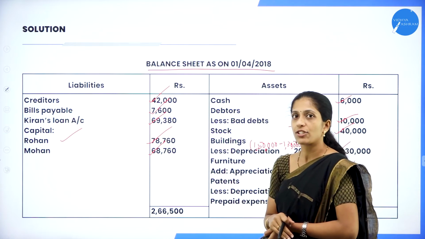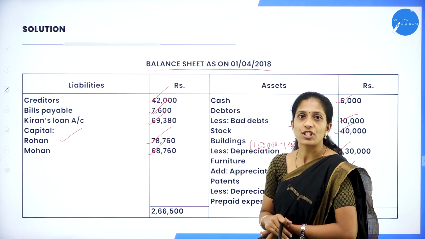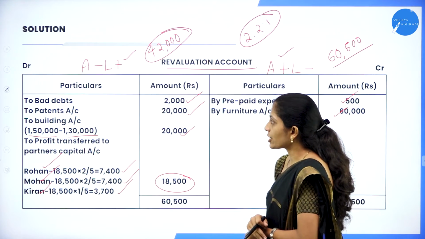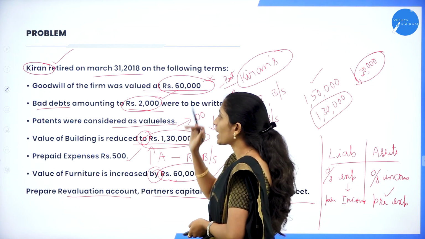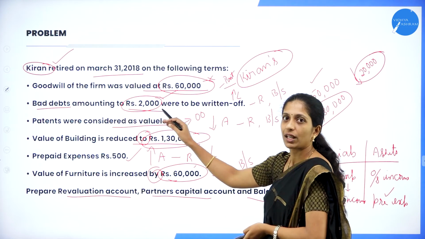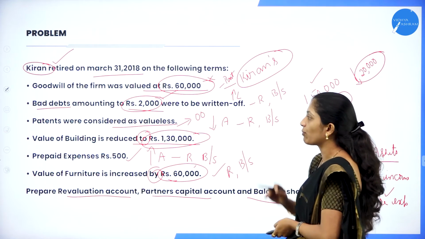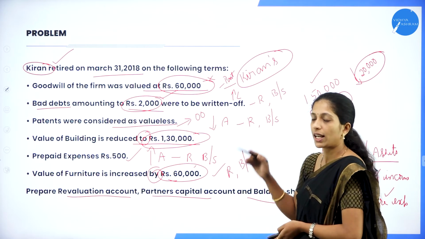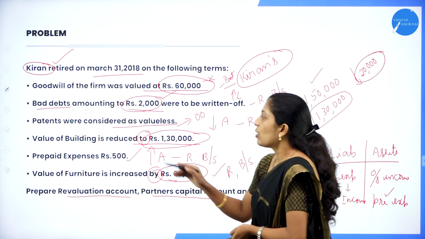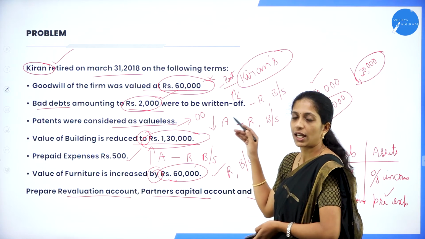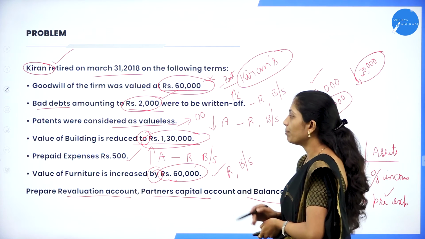Now we shall see the adjustment, whether we have recorded all the adjustments twice in the solution. Now go through the adjustment. Goodwill, so we have recorded. Bad debts amounting to rupees 2,000. Yes, we have recorded once in revaluation account and once in balance sheet. Patent also we have taken in revaluation account and once in balance sheet. Value of building, so here also we have taken once in revaluation account and other time in balance sheet.